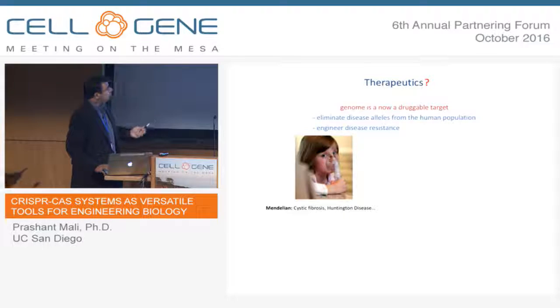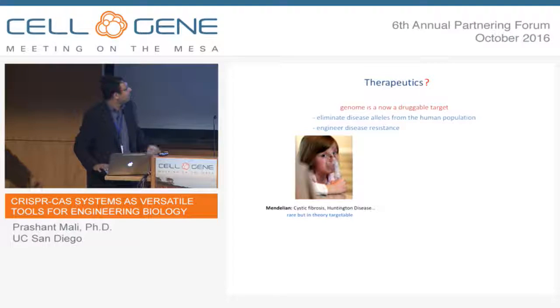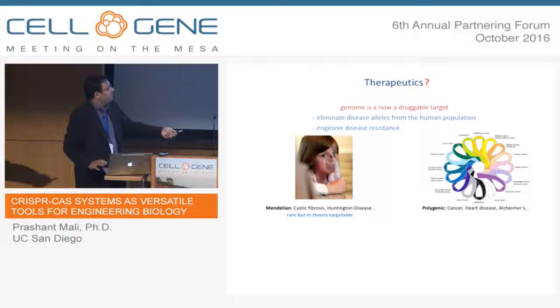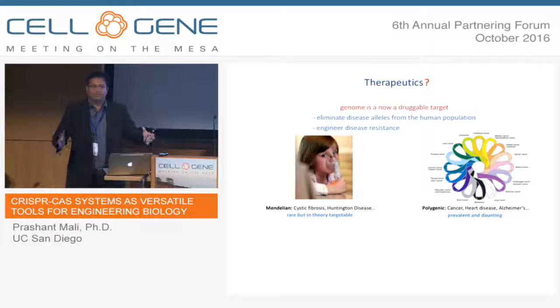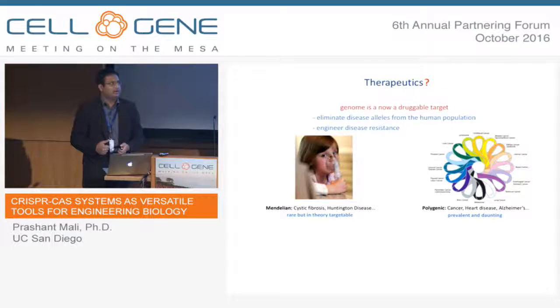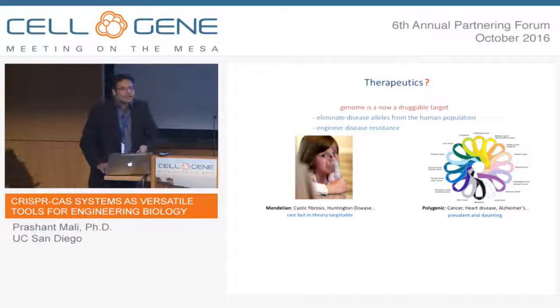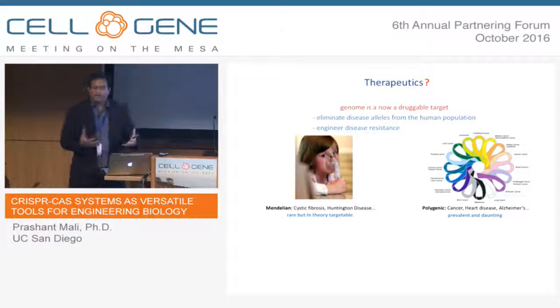It's important to note that these are very rare, but because there are a few mutations associated with each of these, they are, at least in theory, targetable. On the other hand, you have the polygenic disorders such as cancer, heart disease, and Alzheimer's, which are typically characterized by a huge number of mutations, and the very thought of genome engineering it is really daunting. So how can one go about addressing this paradigm?